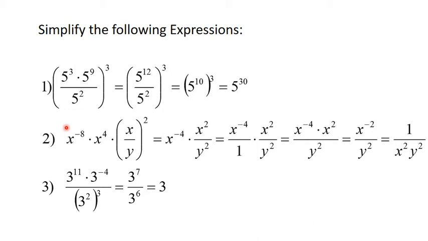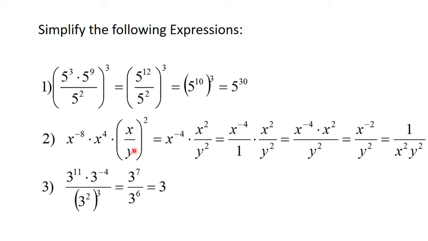Let's move on to example number 2. We have x to the power of negative 8 times x to the power of 4 times parentheses x over y, close the parentheses, squared. So let's go ahead and simplify this. Because I have multiplication of the same base, I can use the product rule. So I'm going to keep the base x and I'm going to add the exponents. Negative 8 plus 4 gives you negative 4.